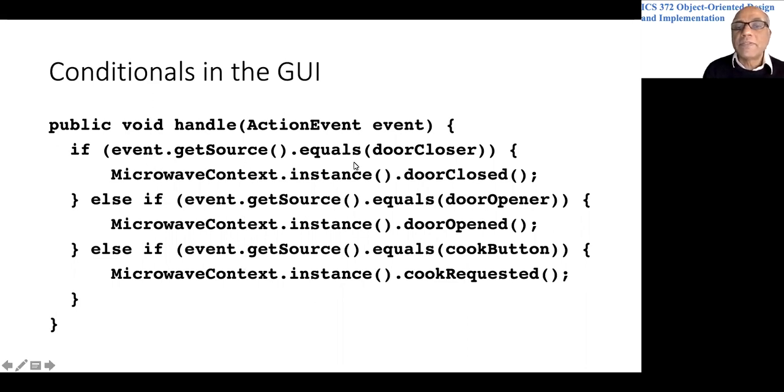We have one leg for each type of object, each type of button or each button that is on the display. If it is equal to door closer, we do one thing. If it is door opener, we do something else. If it is cook button, we do something else. So this is actually a little familiar. We have different behaviors depending upon the leg of the conditional.